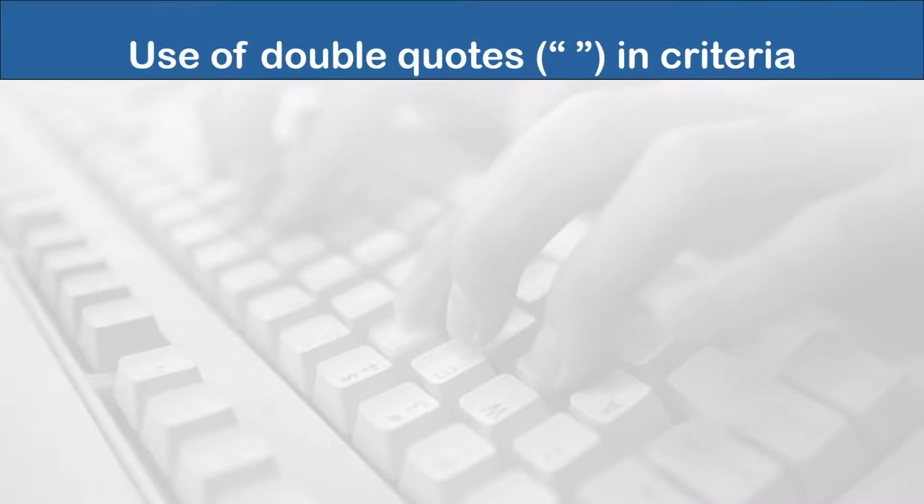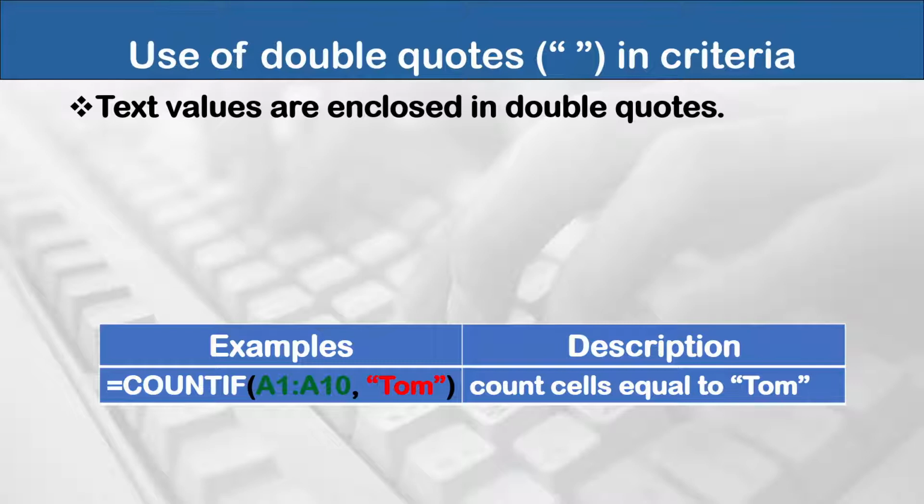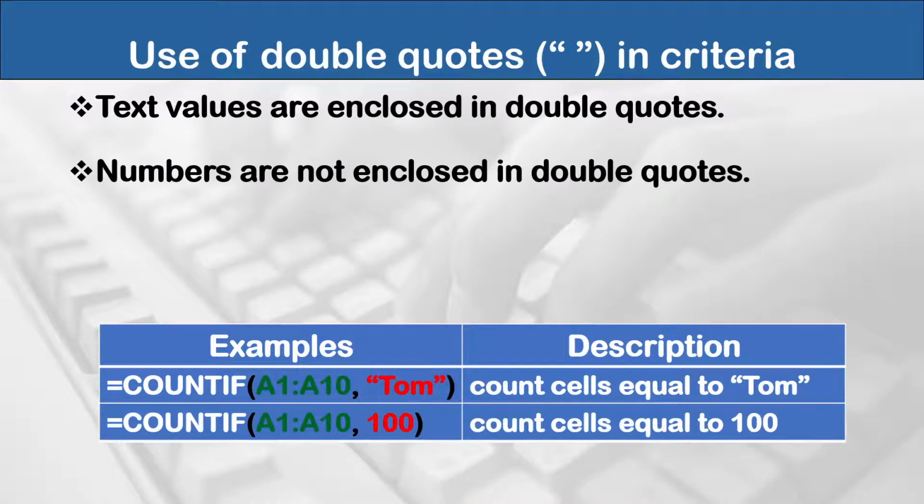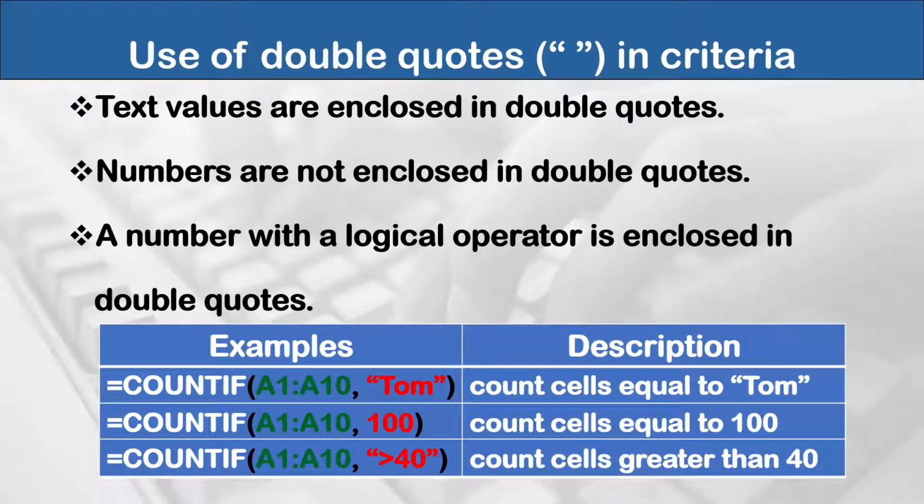Let us have a look at the use of double quotes in criteria. Text values such as Tom are enclosed in double quotes. Numbers like 100 are not enclosed in double quotes. But a number with a logical operator such as greater than 40 is enclosed in double quotes.